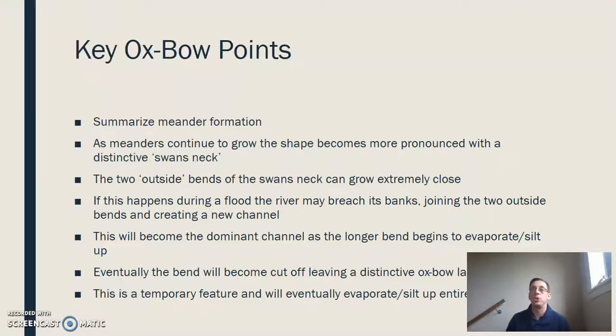And that's going to become the dominant channel because rivers, like all natural things, like to take the easy way out. If you've got a straight channel downstream, you're going to favour that over a longer, more winding one. So that longer, more winding channel is going to start to evaporate and silt up. That means that the bend is going to become cut off eventually, creating a distinctive oxbow lake. And our last point with this is to remember that it's a temporary feature and it will silt up entirely.